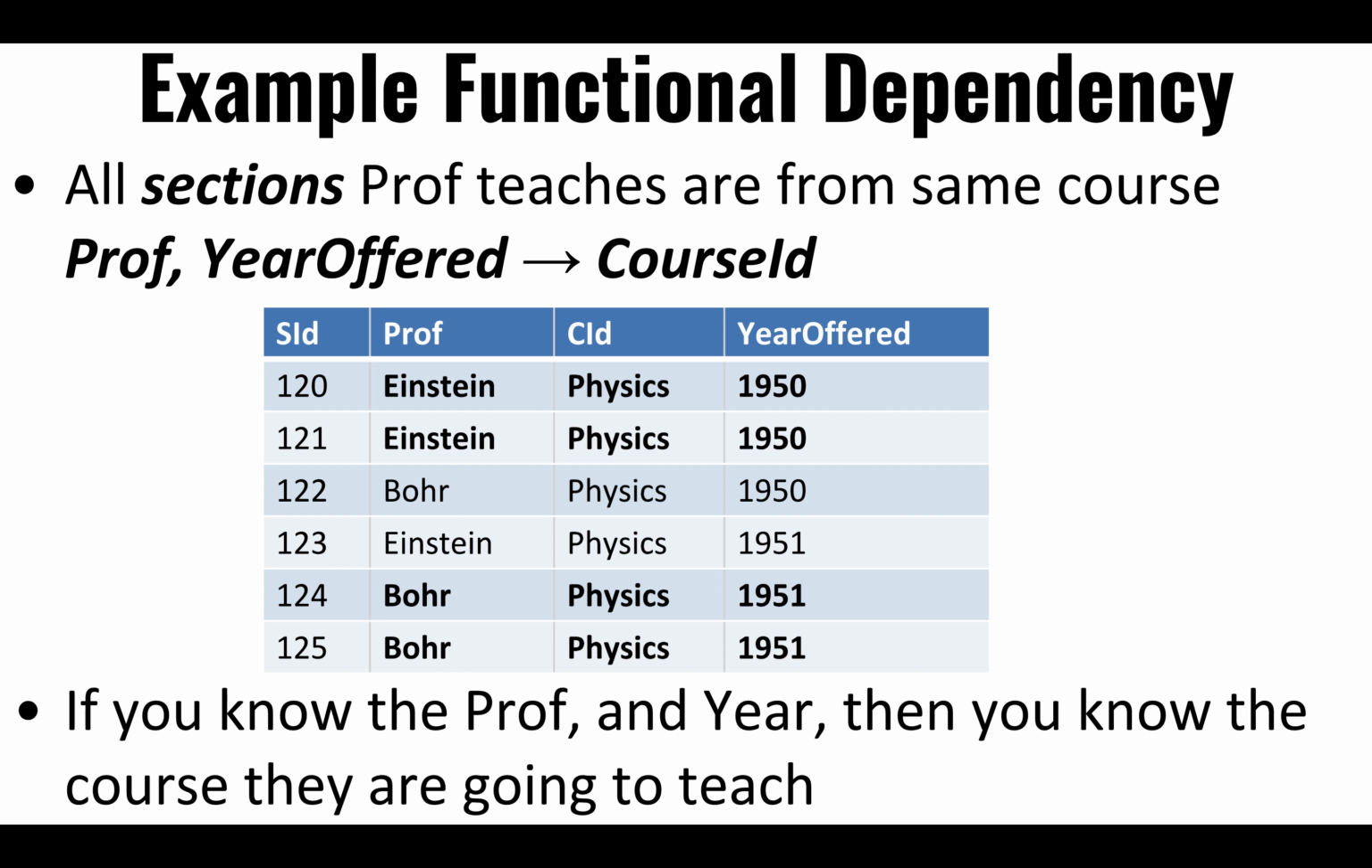But there's no way for us to enforce any of this, right? So if you know the professor and you know the year offered, you know exactly the course that is being taught. For instance, we notice here that Einstein in 1950 is teaching physics, right? And Bohr in 1951 is teaching physics, right? So those four records match the functional dependency, right? They don't violate the functional dependency. Instead, we see that Einstein in 1951 is teaching physics, and that violates the functional dependency. See that? But there's no way for us to enforce it.